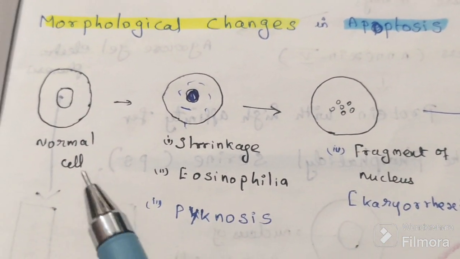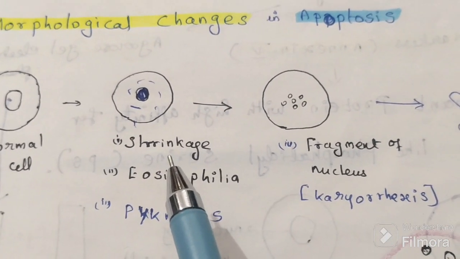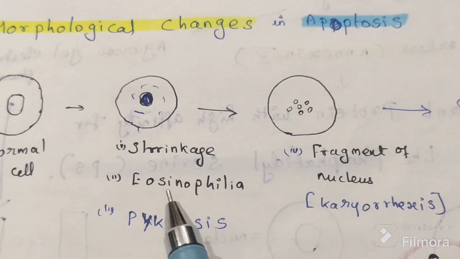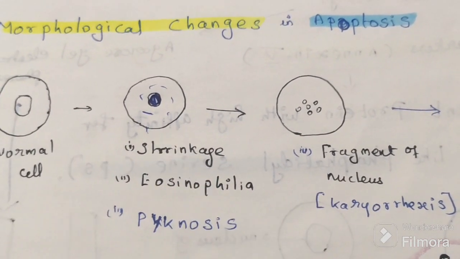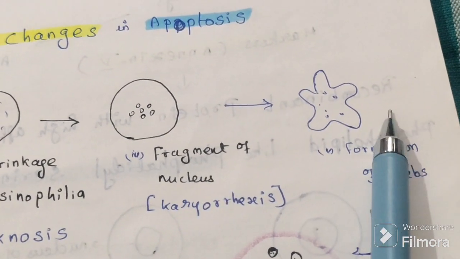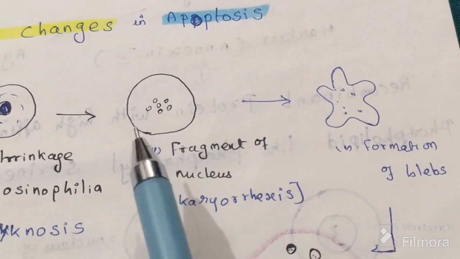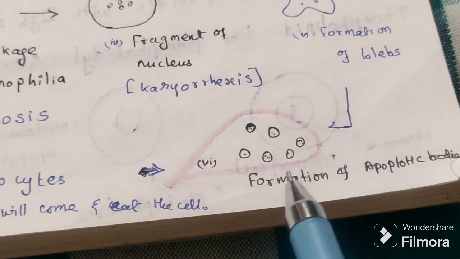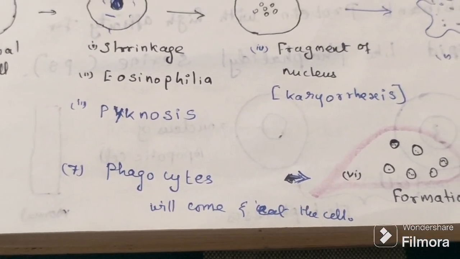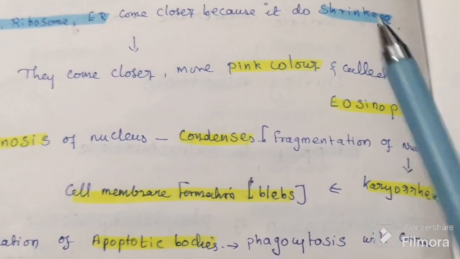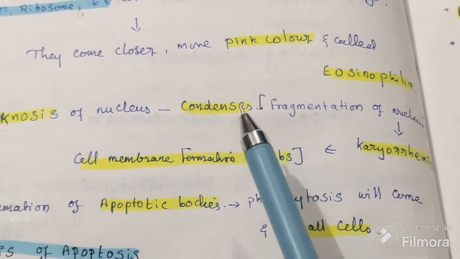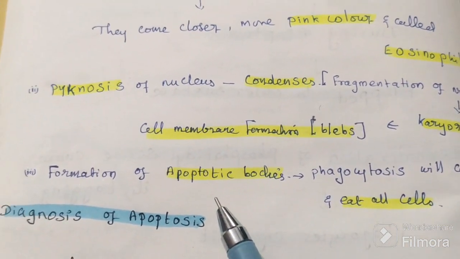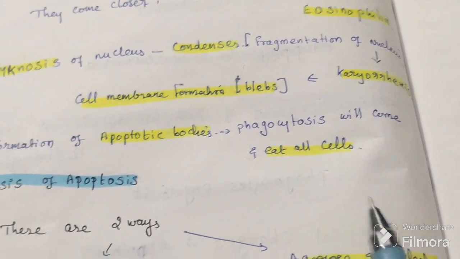These are the seven morphological changes. First is the normal cell, then shrinkage because mitochondria, ribosomes, and endoplasmic reticulum come closer, so it turns pink in color, called eosinophilia. After that, pycnosis of the nucleus, then fragmentation of the nucleus, called karyorrhexis. After that, bleb formation, then formation of apoptotic bodies, then phagocytes will come and eat.